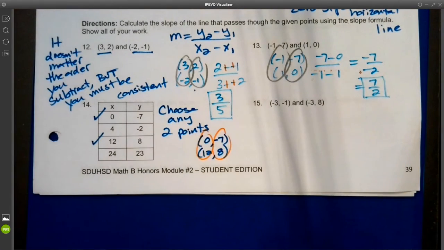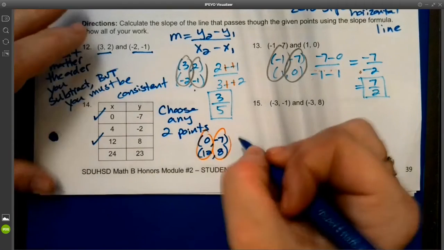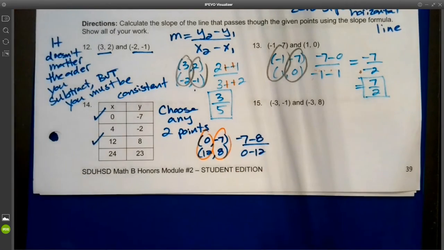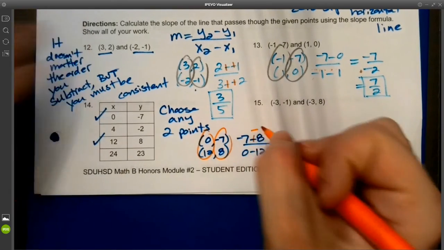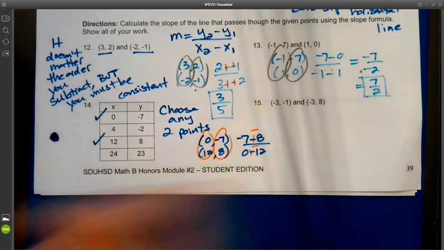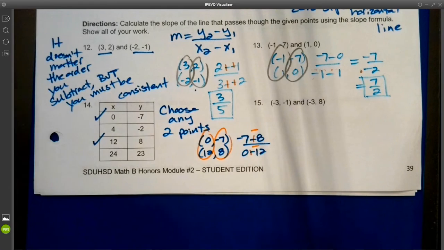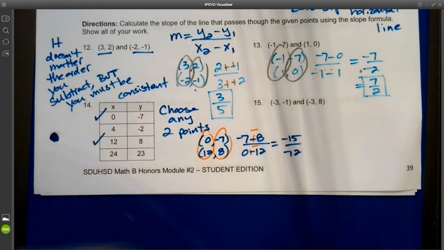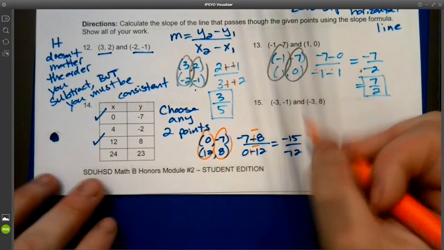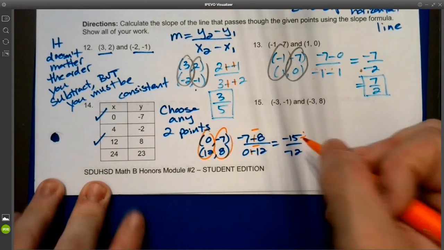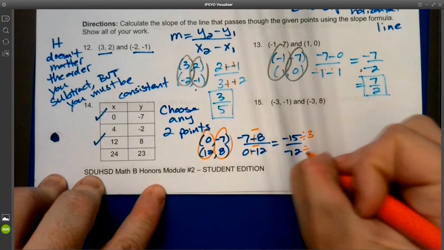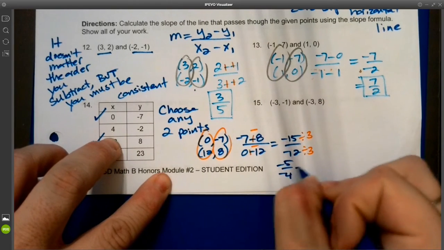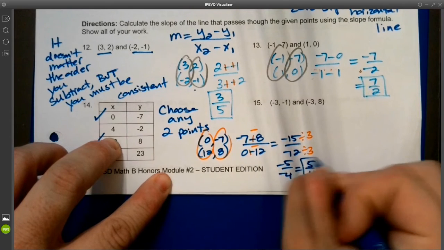Y over x, you know. I'm going to stack them, subtract them. That's how you find the slope. Okay, so this is going to be then what? Negative 15 over negative 12. And when I divide both of that, I can divide by 3 and I can divide by 3. And I'm going to get negative 5 over negative 4, and that's going to be 5/4.